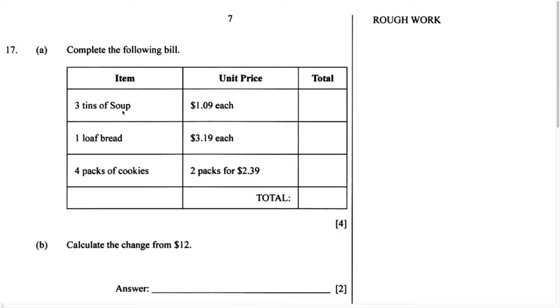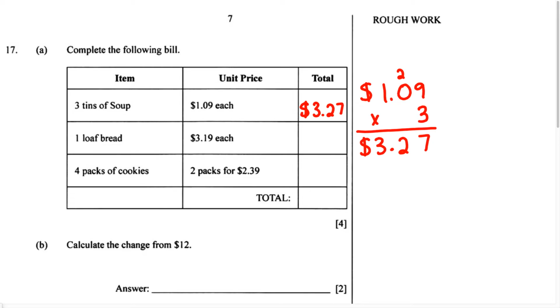For 3 tins of soup, they are at $1.09 each. So to find the total of 3 tins of soup, we're just going to say $1.09 multiplied by 3. Because we're multiplying a decimal number and a single digit whole number, we're not going to move the decimal point. We're just going to multiply. We can say 3 times 9 is going to give us 27. We're going to write the 7 and carry the 2. 3 times 0 is going to give us 0. 0 plus 2 is going to give us 2. Now we're going to bring down the decimal point, and we can say 3 times 1 is going to give us 3. Therefore, the 3 tins of soup is going to equal $3.27.